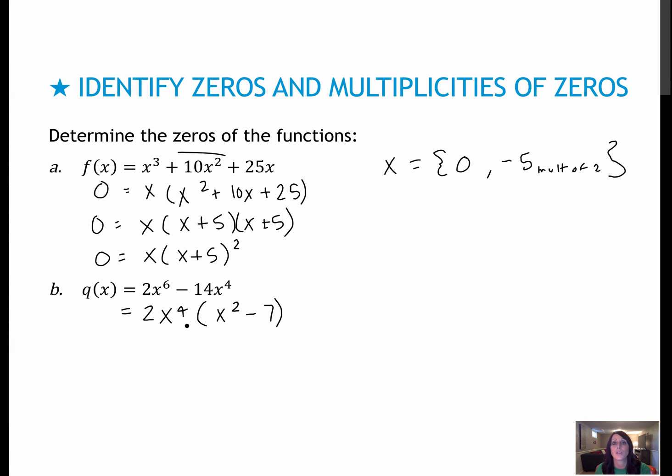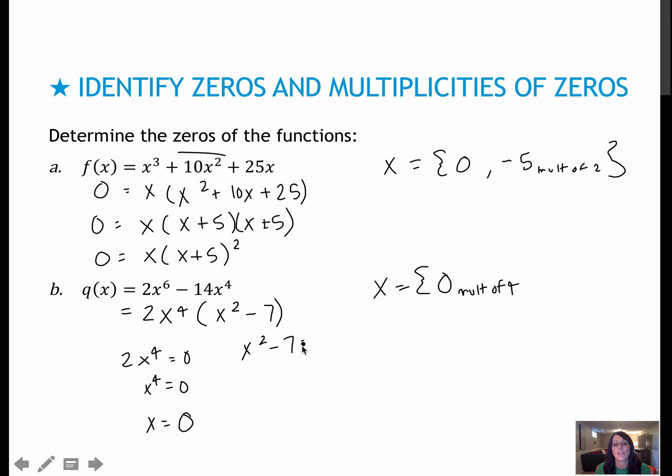By setting 2x to the 4th equal to 0, I would divide each side by 2. I would take the 4th root, which is 0. So I have x equals 0 4 times. So 0 with a multiplicity of 4. Setting x squared minus 7 equal to 0 gives me that x squared is 7, which means x is plus or minus square root of 7, which is 2 separate answers, radical 7 and negative radical 7. So I have 0 with a multiplicity of 4 and then 2 other solutions.